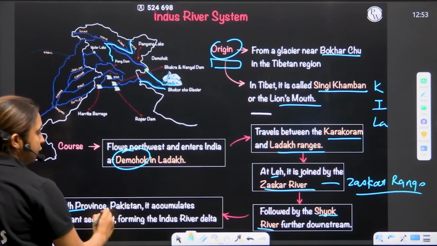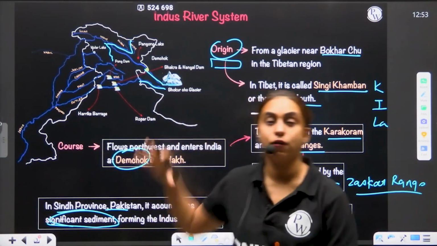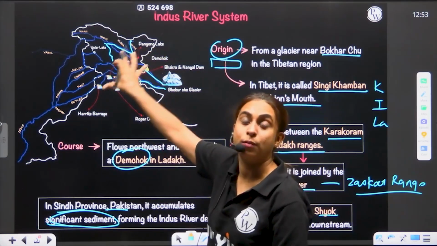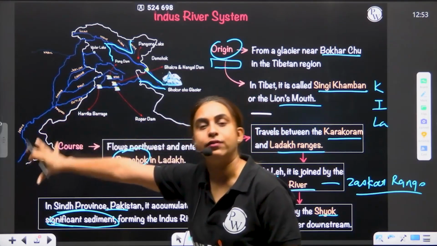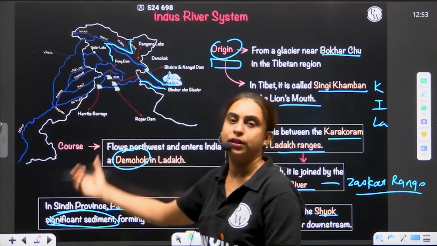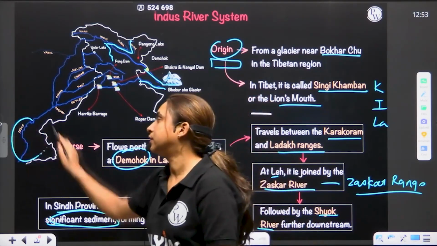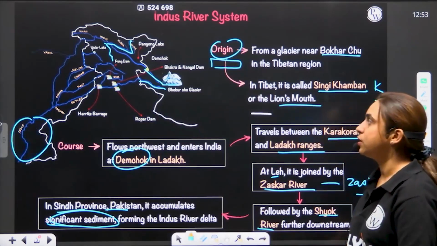In the Sindh province of Pakistan, the river accumulates significant sediments. A lot of sediments have been carried from Tibet, from the Himalayas, and near the base level, where it is meeting the ocean, the sediments are getting deposited. So what will they form? They will form the Indus Delta. So this is a place where you have a good delta. So this is your Indus River System.